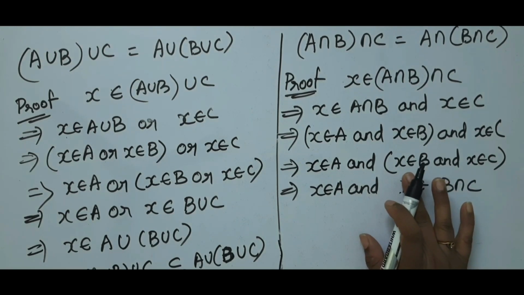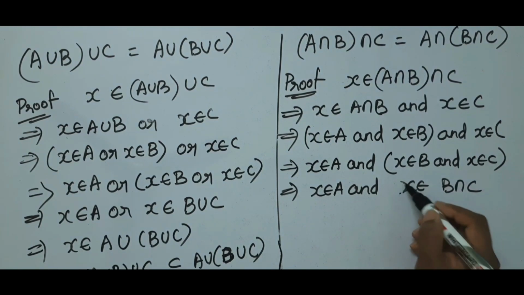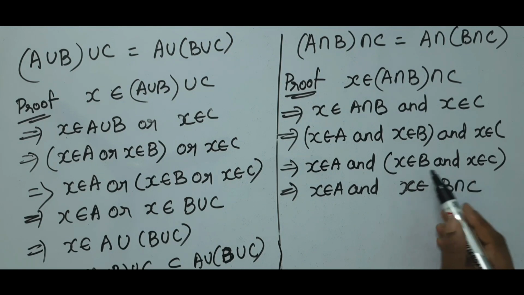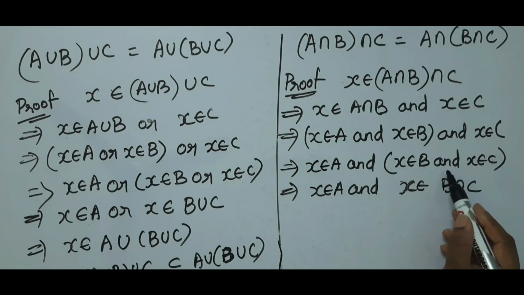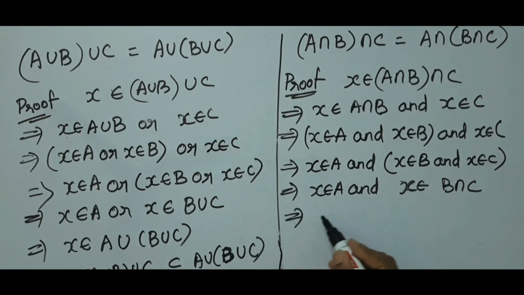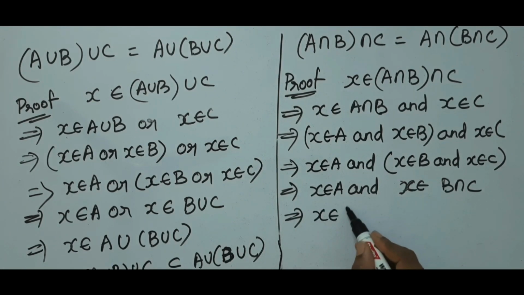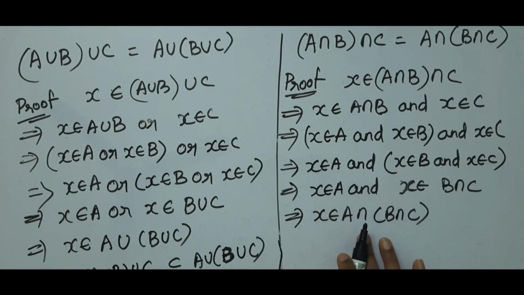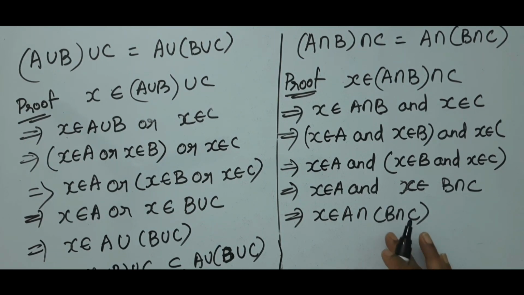When we say that X belongs to B and X belongs to C, this means X belongs to B intersection C, because it is the common element of sets B and C. If you want to understand, here the word "and" is there, so we have to keep an intersection symbol. So X belongs to B intersection C. So this can be written as X belongs to A intersection B intersection C. As the word "and" is there, I just kept the operation intersection and have written this set B intersection C.